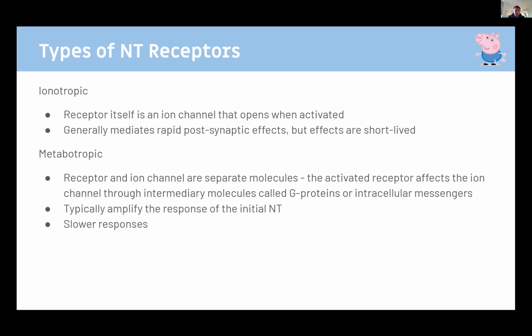Or you can have something that's called metabotropic receptors. These receptors are separate from the ion channel. So the activated receptor will affect the ion channel through intermediaries instead. These might be something called G proteins or intracellular messengers. So these typically amplify the response of the initial neurotransmitter. So they will amplify the signal, but these will give slower responses.